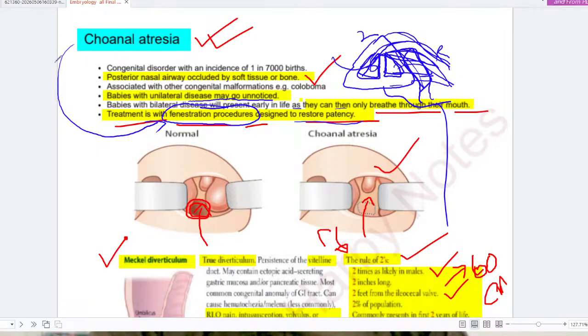Choanal atresia happens due to airway occlusion by either soft tissue or bone. Associated with, this is also a question: choanal atresia is associated with which congenital anomaly? This is coloboma. Choanal atresia is associated with another congenital malformation called coloboma. If it is bilateral, the child takes breath through the mouth. If it is unilateral, it may remain undiagnosed. Treatment will be the fenestration procedure.